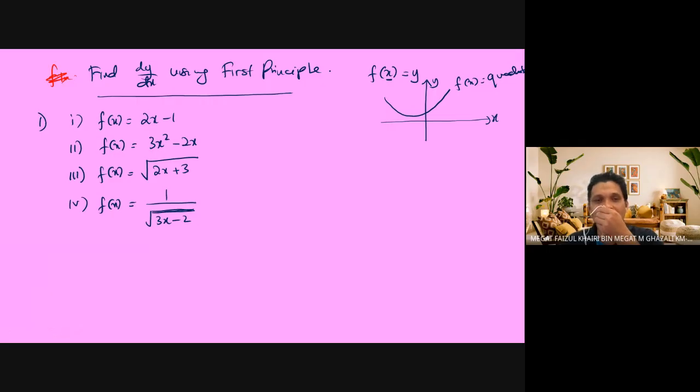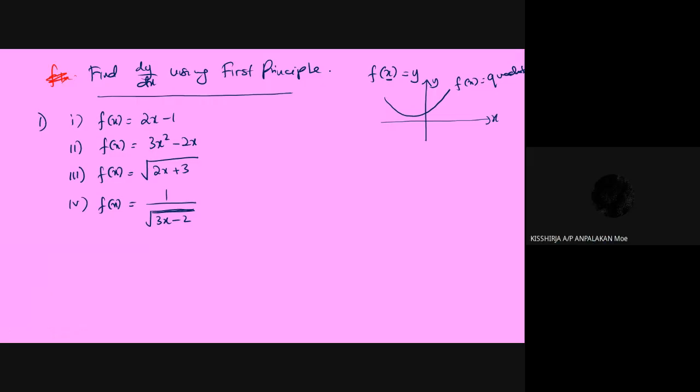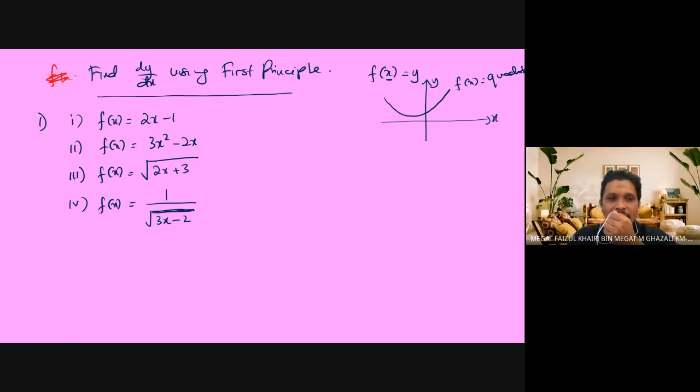Okay, so now these are questions that I randomly thought of in my mind. So we can begin our discussion for this question. Are you ready? Yes, teacher. The first question is 2x minus 1. Let's say given that f(x) equal to 2x minus 1. So let's say y equal to 2x minus 1.